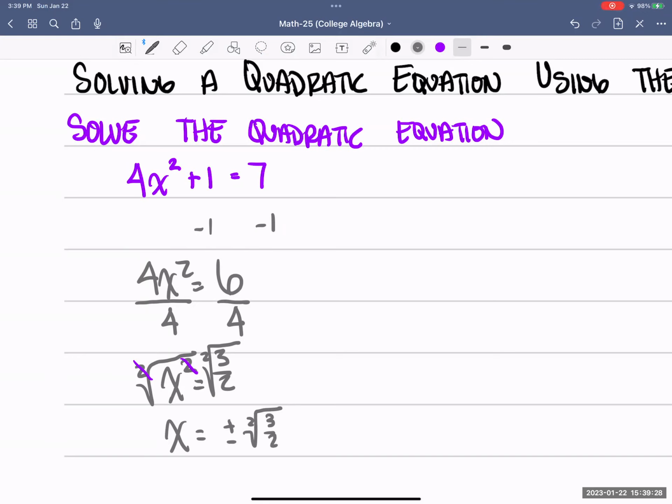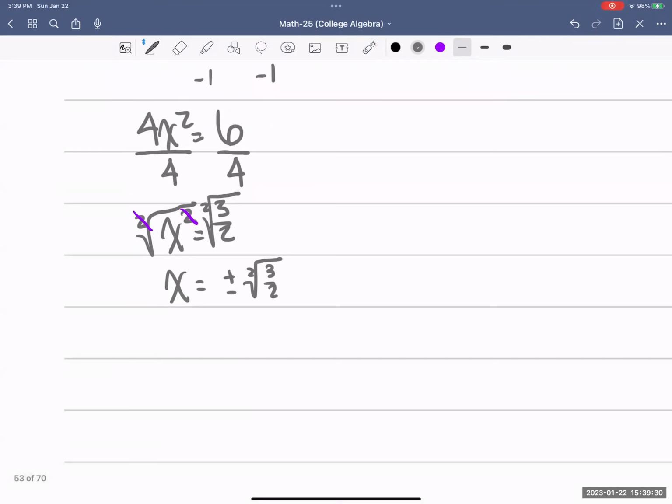We don't like having square roots in the denominator, so we're going to fix that. Let's separate the numerator and the denominator. So we have the square root of 3 over the square root of 2. To get rid of the square root in the denominator, we're going to multiply by the square root of 2. When we're multiplying these square roots, we can multiply the insides. So that leaves us with plus or minus the square root of 3 times 2, which is 6, over the square root of 2 squared, which is 4.